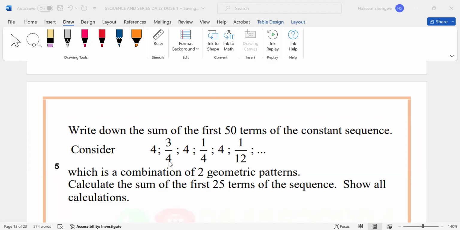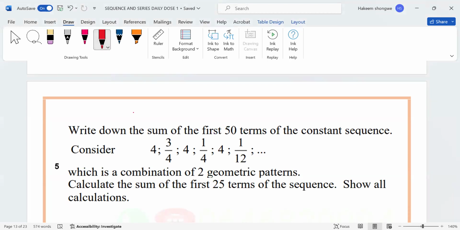Consider the following series. They gave us a sequence and then they say, calculate the sum of the first 25 terms. As I said, they will tell you what kind of series this one is. Here, it's a combination of a geometric and a constant.